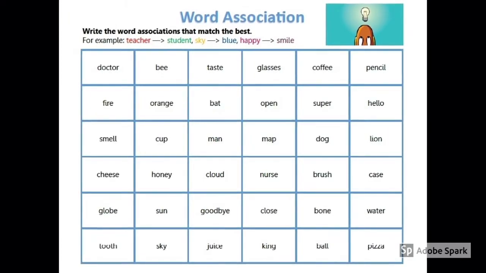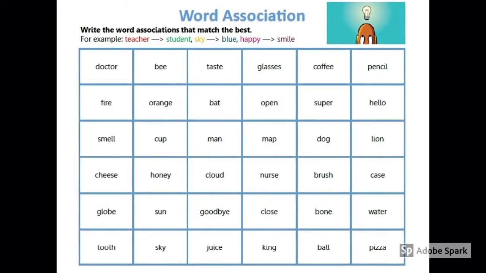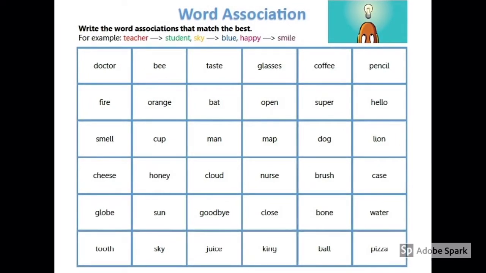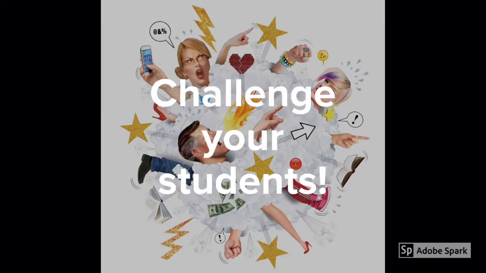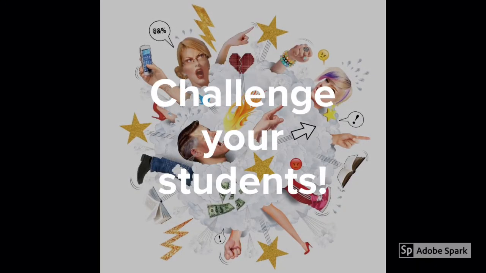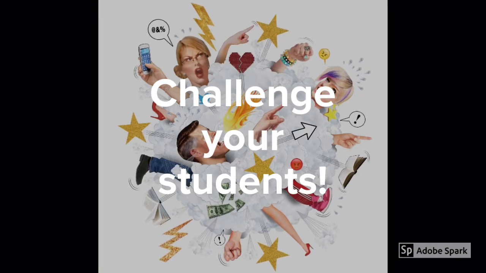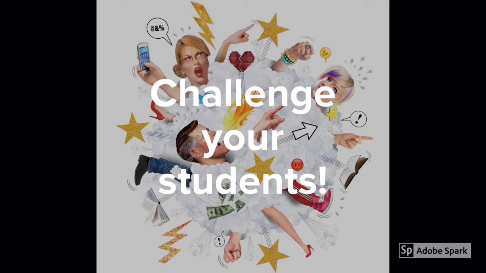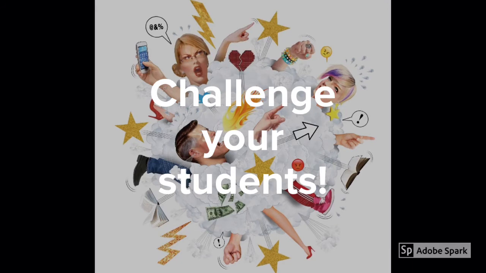Each student gets a piece of paper. On that paper is a grid of 36 boxes. Each box has a word, and each word has an association. I then challenge my students to find out the perfect association for each word. Now, some words may have more than one association possible, but there's only one perfect match for each word. That's where the fun comes in.